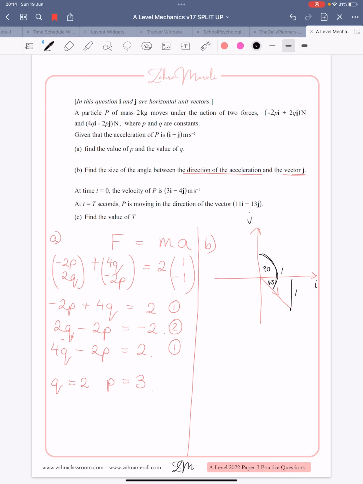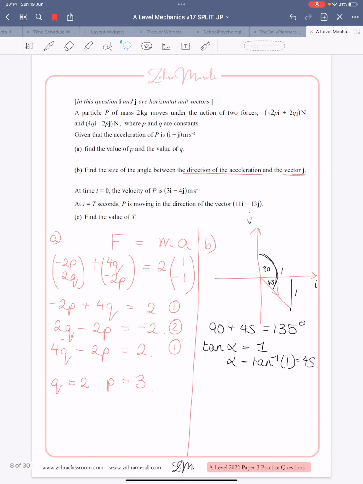Okay, we know that this is 1 and 1, so we know this is 45, and then obviously we've got 90 here. So the size of the angle is going to be 90 plus 45, so 135 degrees. If you didn't remember that tan 45 is 1, you could have done tan alpha equals 1, so alpha is tan to the minus 1 of 1, which gives you the 45. Okay, so for part C.